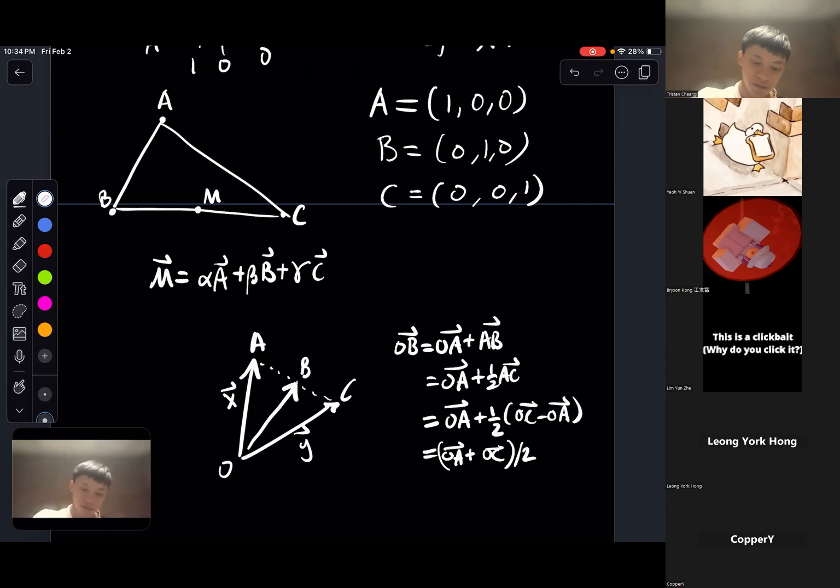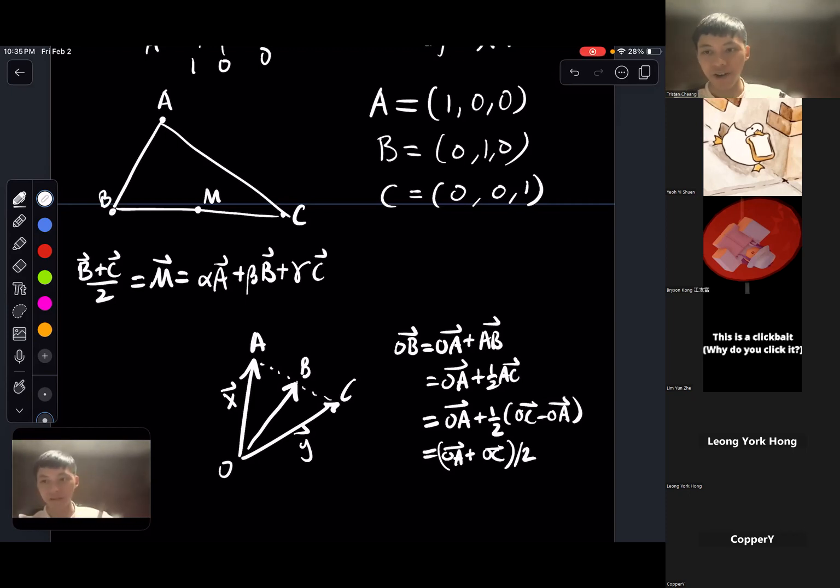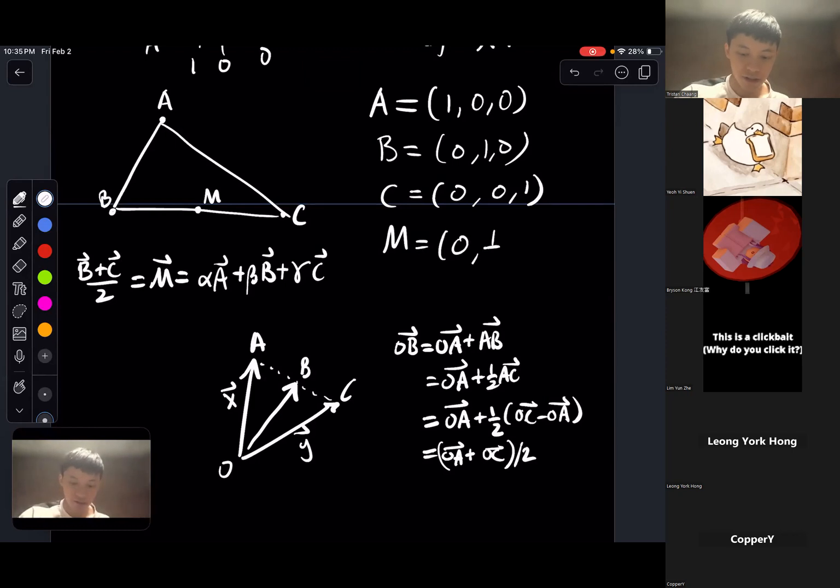So that means M is in fact B plus C over 2. Imagine O is anywhere. It's best to think of O as being away from the plane in the third dimension. Then M is going to be OB plus OC over 2. So the coefficient is 0, half, half. So M has coordinates 0, half, half.